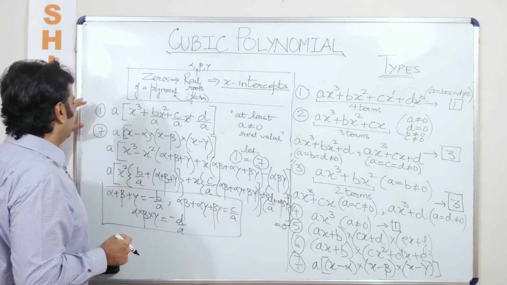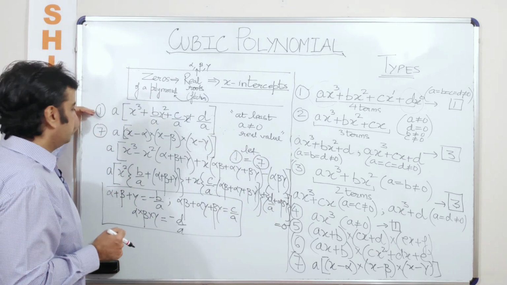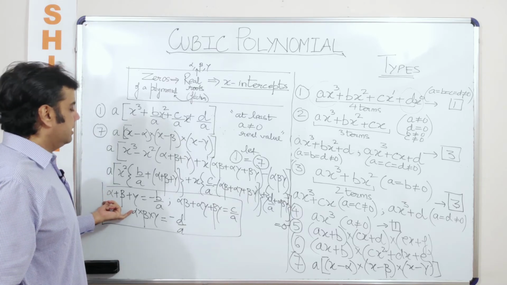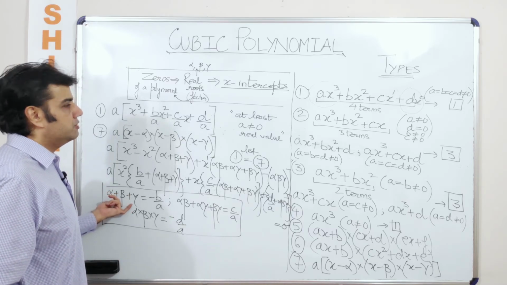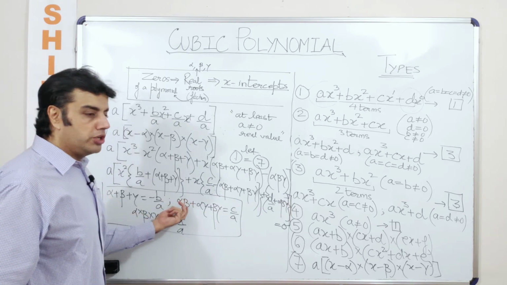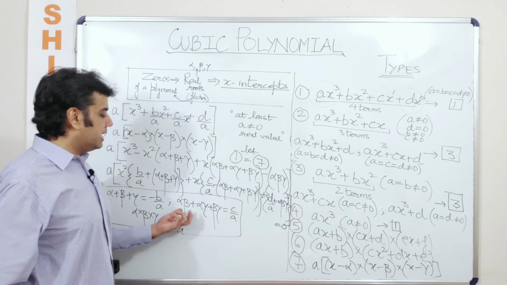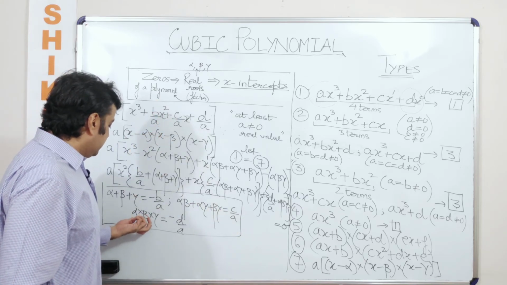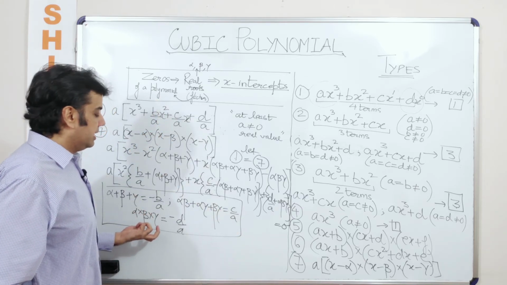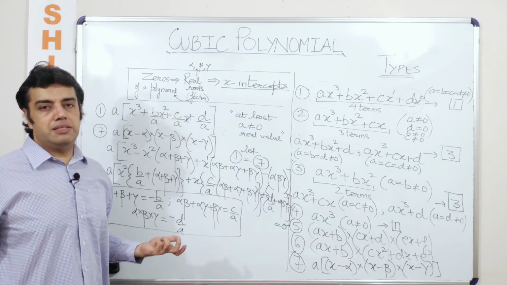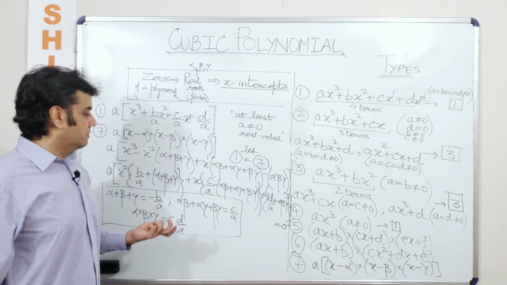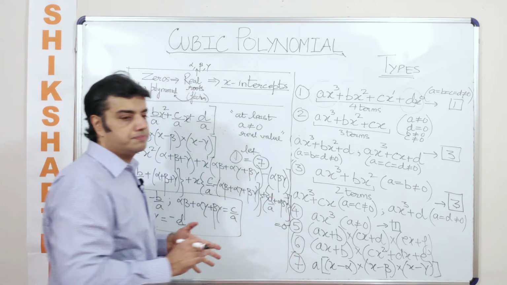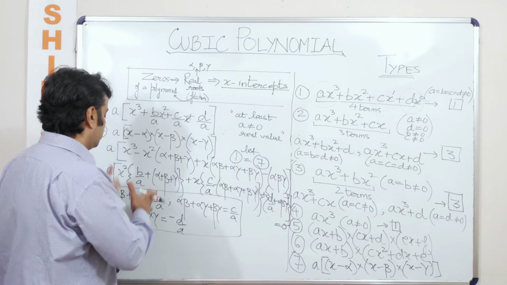When you compare the cubic expression with the other cubic expression, then you get what? The sum of the roots is minus b by a. The product of any two roots taken at a time and then added gives you c by a, right? And then the product of all the three roots is equal to nothing but minus d by a. This is what you get when you equate it to 0. And then you talk about all of these.